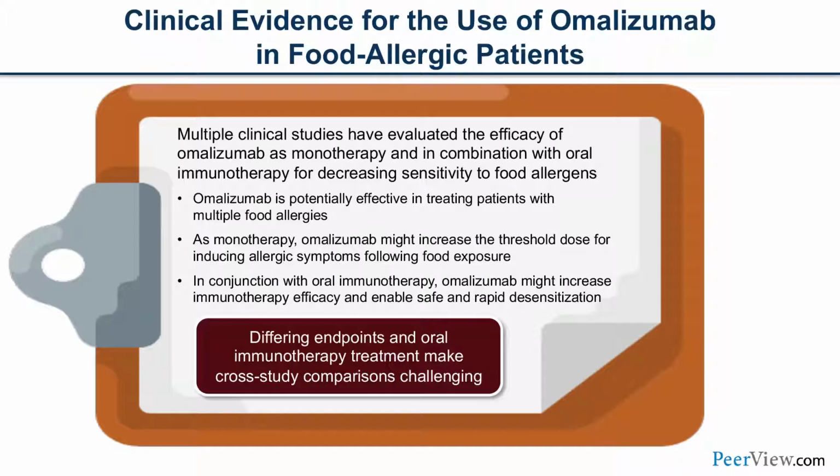So the clinical evidence for Omalizumab in food allergy really does come back to these pilot studies where there was a very strong suggestion that Omalizumab could be effective in treating multi-food allergies in patients with a single food or even multiple foods. As monotherapy, it's been shown that it may increase the threshold dose for inducing allergic symptoms following exposure. And then used in conjunction with OIT, it may increase OIT efficacy and enable safe and rapid desensitization.